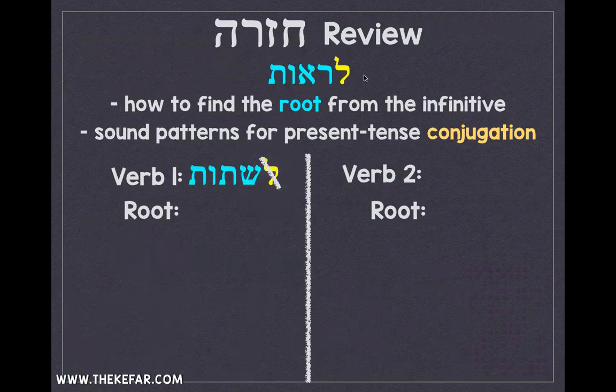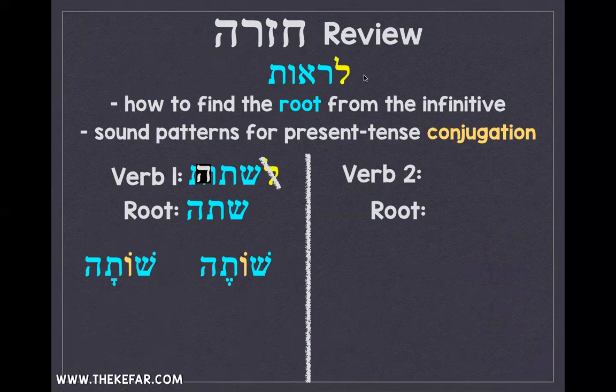Always the first step is to get rid of that lamed, and then the vav tav converts into a hey. So that gives us a root of shata. Our masculine singular sound pattern is o'et, so that gives us shotet. Our feminine singular sound pattern is o'ah, so that gives us shota. Our masculine plural sound pattern is o'im, and we know that the last letter, that hey, drops out of the root, so we get shotim. And our feminine plural sound pattern is o'ot, and again, the hey is going to drop out, and that gives us shotot. So we have shotet, shota, shotim, shotot.